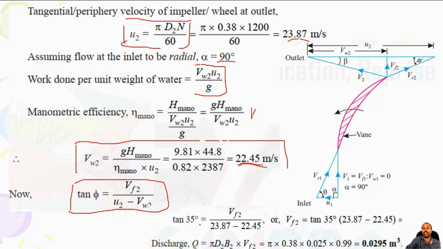Once we have 35 degree, which is the outlet blade angle, this angle is given. Then crisscross, Vf2 will be 0.99 meter per second. So the discharge is given by area times final velocity. Then we have this result, 0.0295 meter cube per second. So this is the discharge.